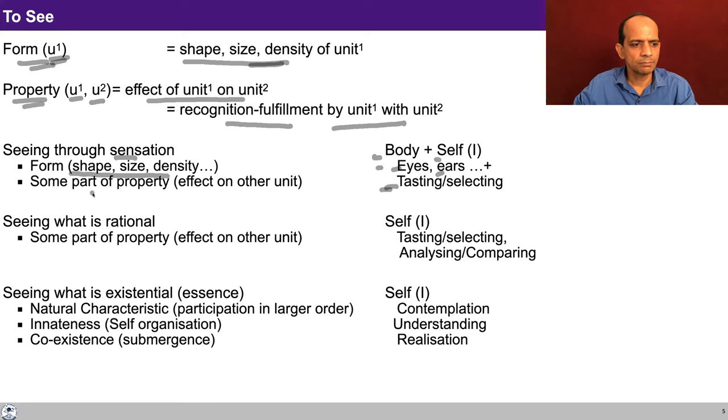We can also make out some part of the property here through sensation. For example, when I touch the utensil, and I find that it is hot. Okay, so I'm able to get some information about the property at the level of selecting and testing. Now, to be able to see what is rational, here again, I can see some part of the property. Then there is involvement of selecting, testing, as well as analyzing, comparing.